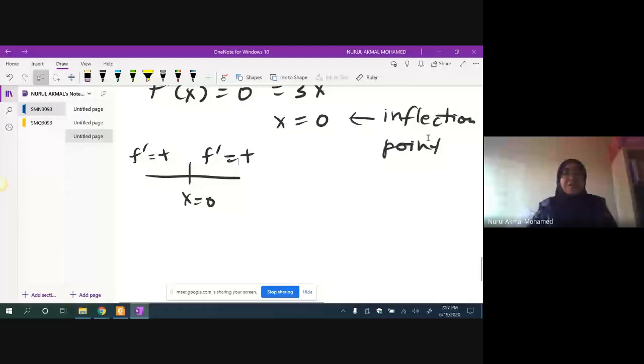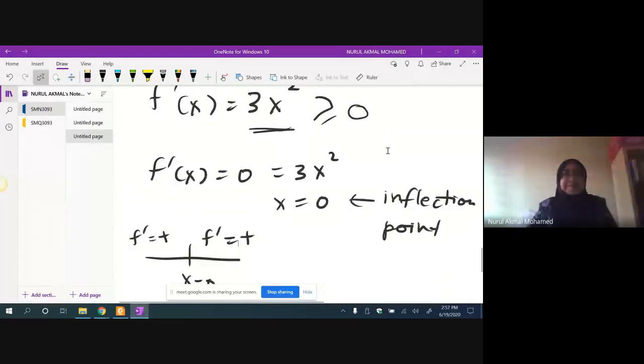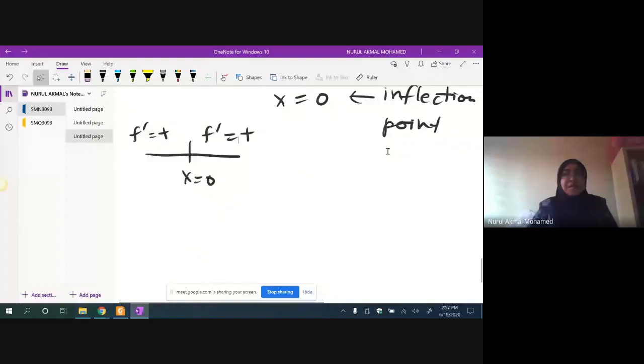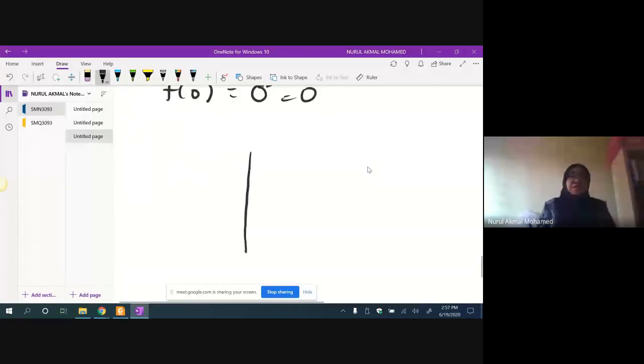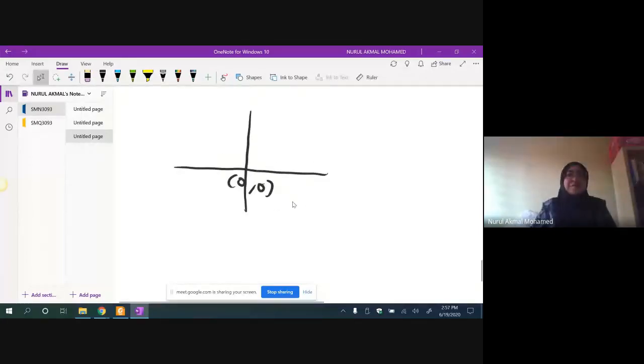Okay, now let's draw the graph. We have x equal to 0. Okay, so firstly you have to find the coordinate of x equal to 0. F of 0 is equal to 0 cubed, which gives you 0. So the coordinates will be 0, 0. Okay. The coordinate will be 0, 0. So the graph should look like this. So it is positive. Okay. And then it is positive as well.